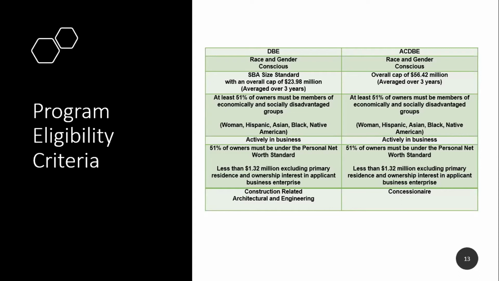Both must be at least 51% owned by members of an economically and socially disadvantaged group, such as women, Hispanic, Asian, Black, and Native American. Both must be actively in business, and both have 51% owners underneath the personal net worth standard of 1.32 million, excluding primary residence and ownership interest in the applicant business enterprise. The DBE is more construction-related, architectural and engineering, whereas ACDBE is the concessionaire.